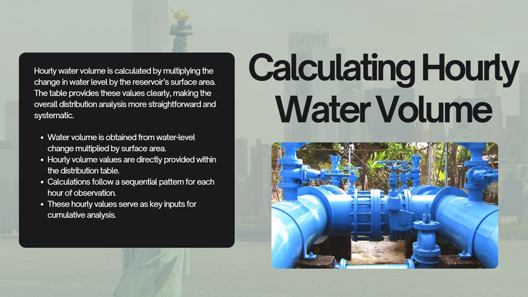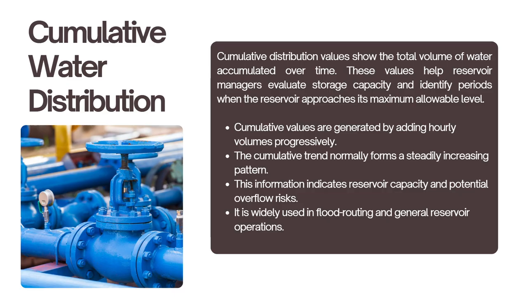Next is about calculating hourly water volume. The hourly water volume is calculated by multiplying the change in water level by the reservoir surface area. The table provides this value clearly, making the overall distribution analysis more straightforward and systematic. And the water volume is obtained from the water level change multiplied by its surface area. Hourly volume values are directly provided within the distribution table. The calculation follows a sequential pattern for each hour of observation. And this hourly value serves as a key input for cumulative analysis.